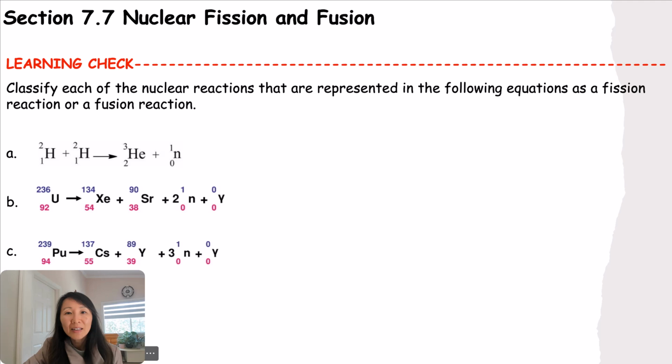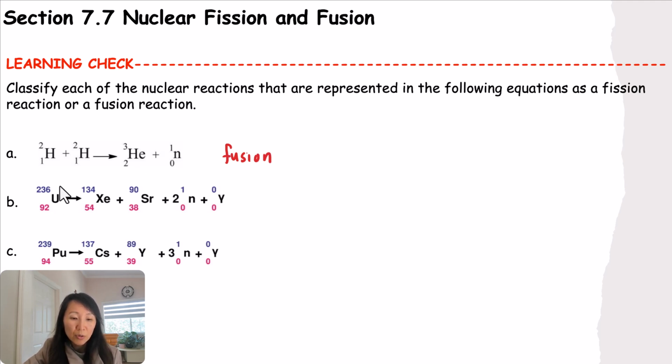So let's do a learning check based on what we have learned so far. You're going to see these nuclear reactions represented in the following equations, and you're going to classify them as fission or fusion. So let's try A together. You have two hydrogens forming helium and one neutron coming out. What do you think, fission or fusion? This is fusion, the two hydrogens coming together.